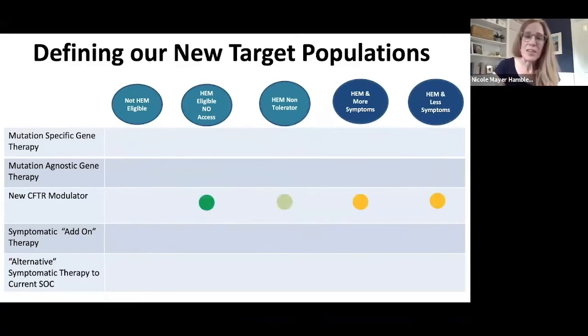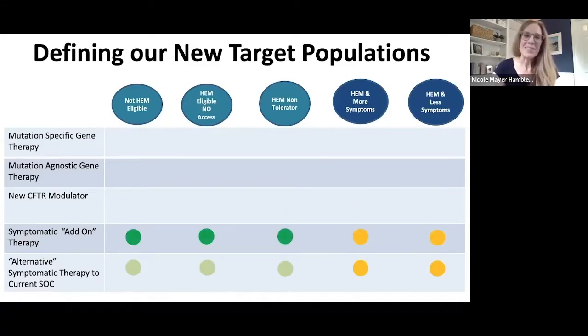For new CFTR modulators, of course, it would be easiest, or ethically easiest, to develop these therapies among those who are eligible but don't have access. But again, how can we include those on modulators in this development? And I think we need to recognize that for symptomatic therapies, we would expect greater treatment response among those who don't have modulators. But among those on modulators, there are likely some who can really benefit from these therapies still.